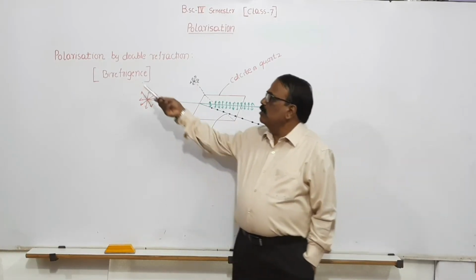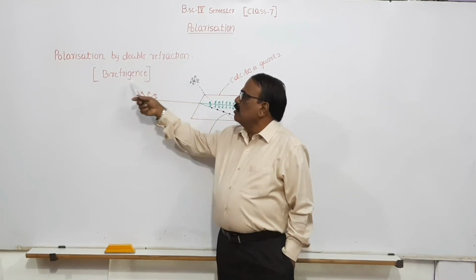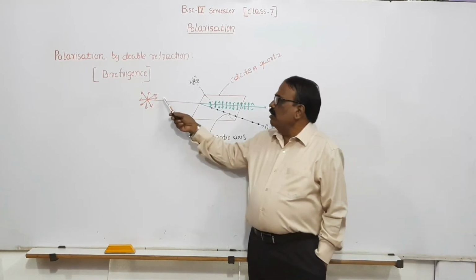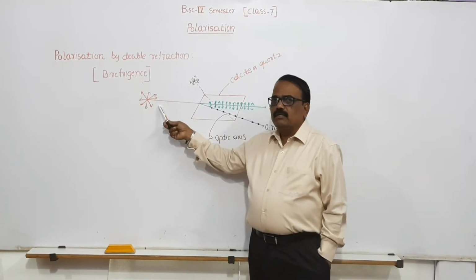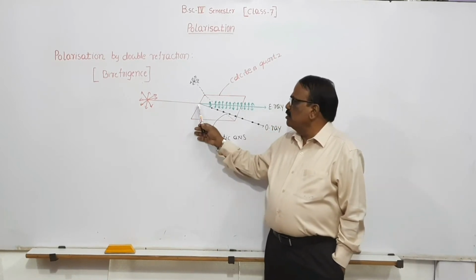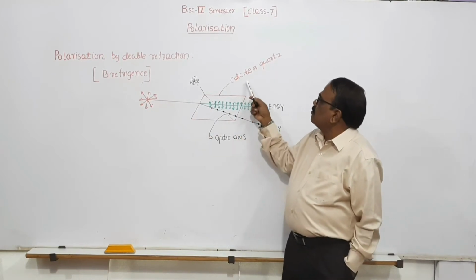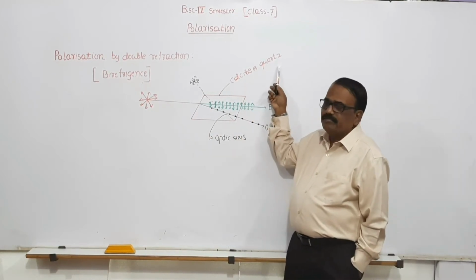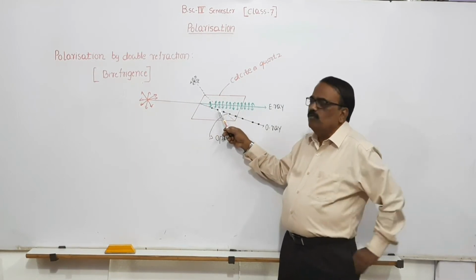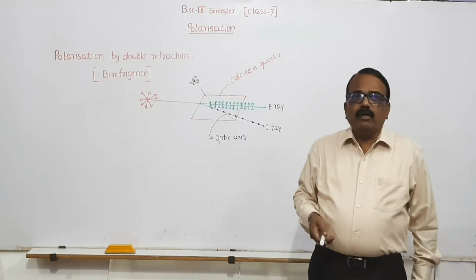Now let us study polarization by double refraction. When ordinary light or unpolarized light is incident on certain crystals like calcite or quartz, the incident beam suddenly splits into two. This phenomenon is called double refraction.